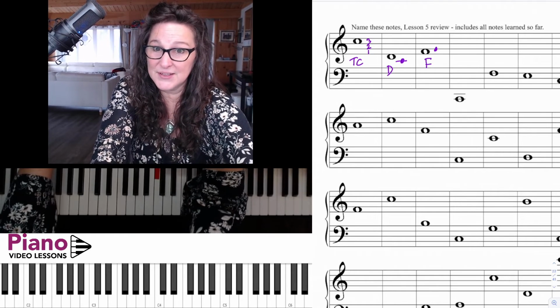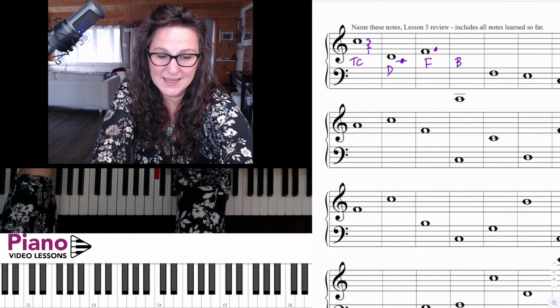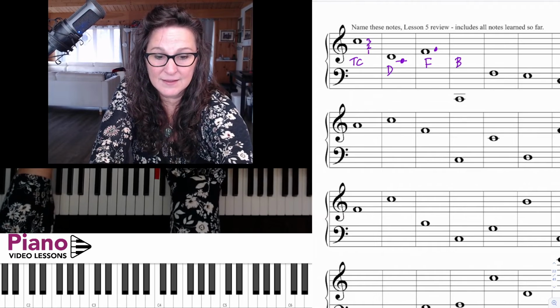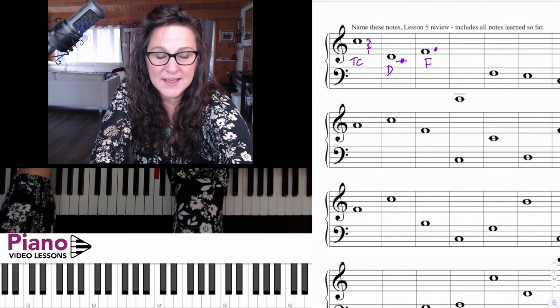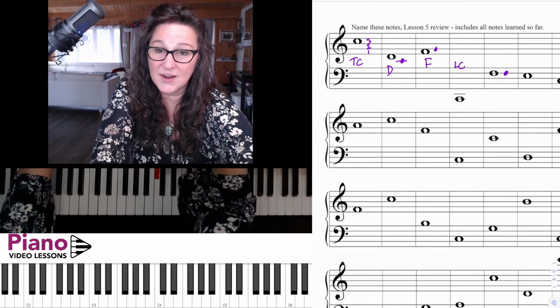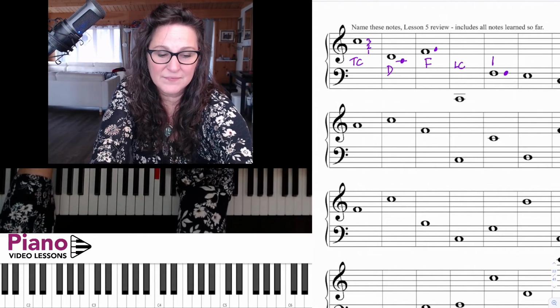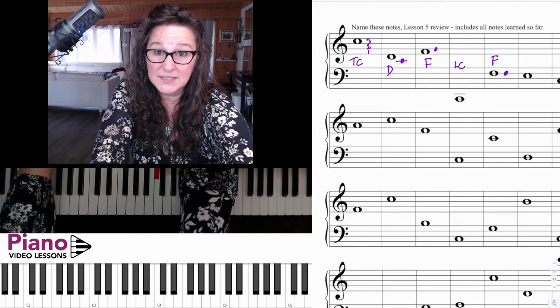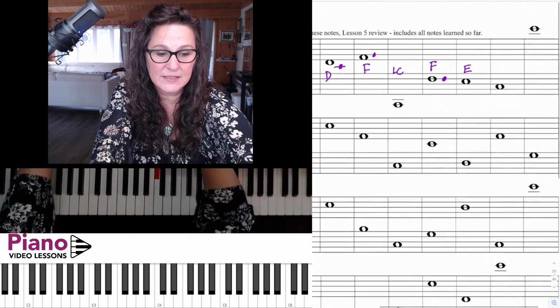Then we have this very low note. We know that one is bass C. No, that one is low C. Got the wrong answer there, Lisa. Low C. Then we have one of our other guide notes that's on a line. That one is bass F. We can just call it F. Then we have its neighbor E. Let's see what else we have here.